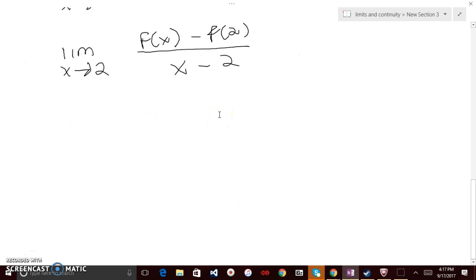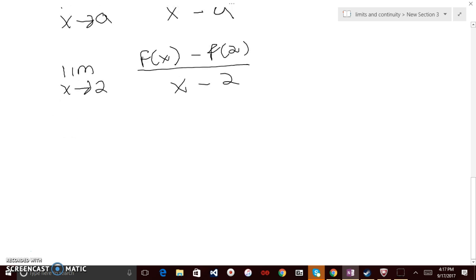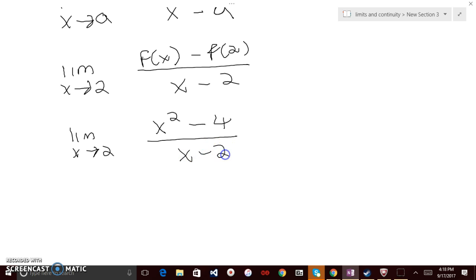So what was f of x again? Let's rewrite the limit expression. So the limit as x approaches 2, f of x equals x squared, right? Minus, what's 2 squared? It's 4, over x minus 2.